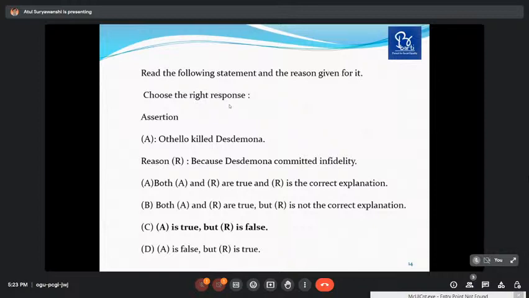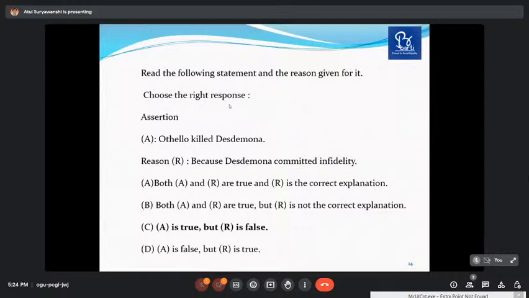So see, both A and R are true, R is the correct explanation. B, A and R are true, but R is not the correct explanation. A is true, but R is false. A is false, but R is true. These are confusing options. The C is the correct option. A is true, but R is false. You know, Desdemona never committed infidelity. She was faithful to Othello, but Othello was suspicious by nature. And this is the most beautiful tragedy ever written in the history of English literature by the Elizabethan dramatist William Shakespeare.